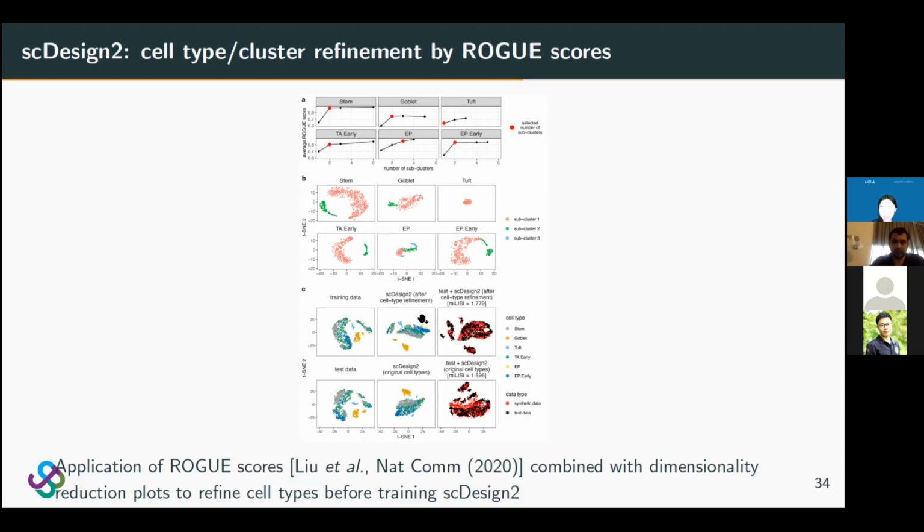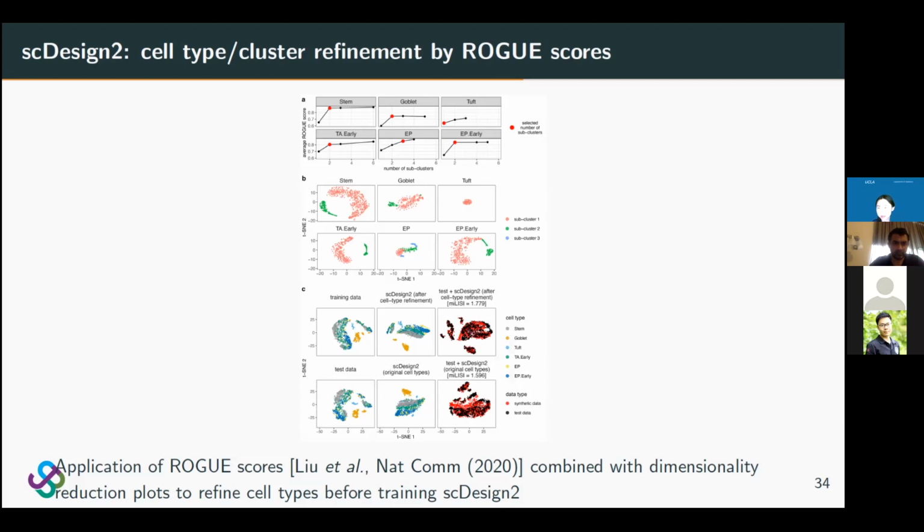And for each set of synthetic data, what we do is mix it with test data to do joint visualization. In the joint visualization, red is synthetic data, black is test data. So the better they mix together, the higher this value will be. This is called the MILISI value. It's an integration index to indicate how well those two data sets mix together.